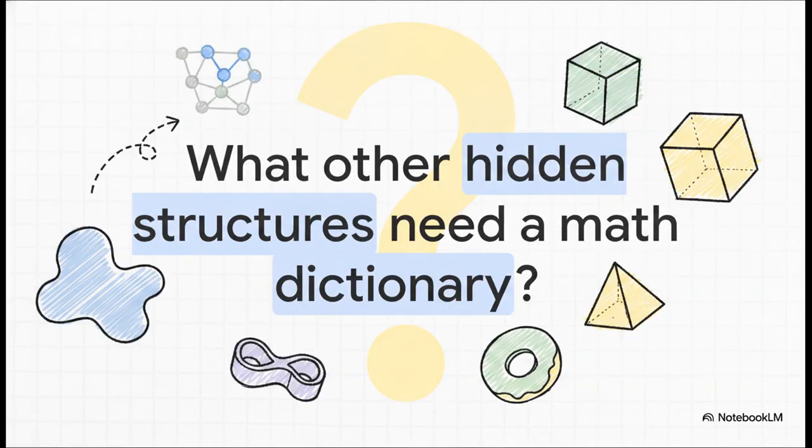If translating squishy shapes into rigid algebra decodes the profound geometry of these spaces, enabling massive breakthroughs in everything from robotics to high-dimensional data analysis, what other hidden structures in the universe are waiting for their own mathematical dictionary?